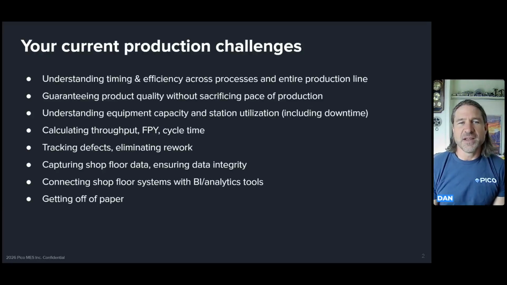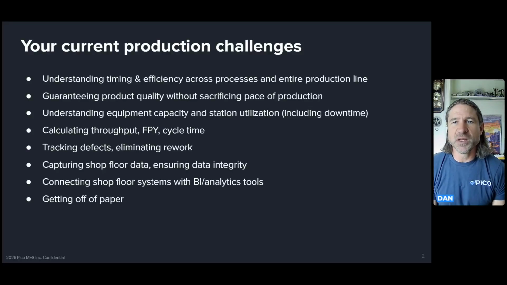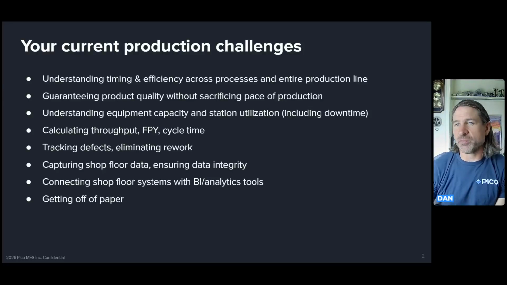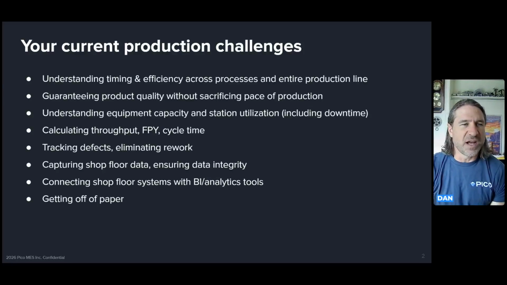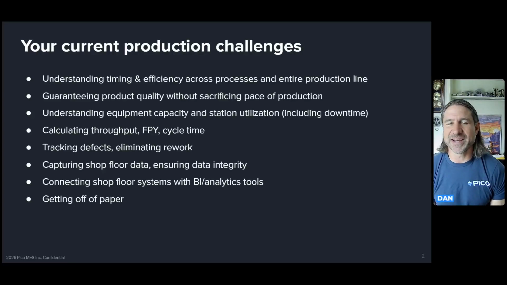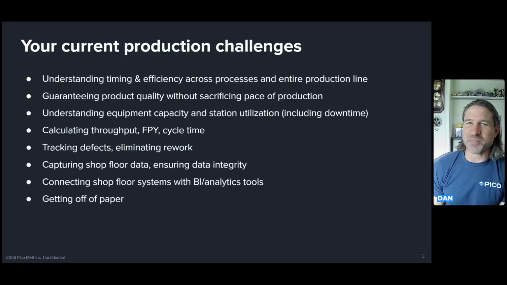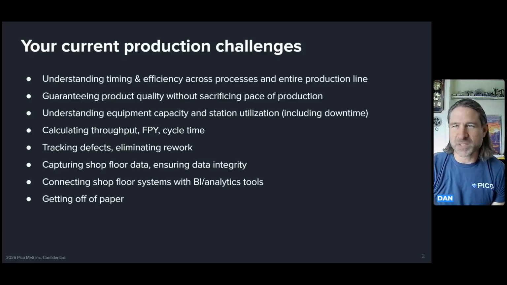Shop floor data integrity. If you don't know your data is accurate, or where it's coming from, those can also present challenges on the production floor. As well as connecting different shop floor systems to BI or analytics tools, which can pose some challenges. Also, getting off of paper. Moving things over to be more digital can always have good benefits. So today we're going to talk about some of the benefits of how PICO can solve these challenges.